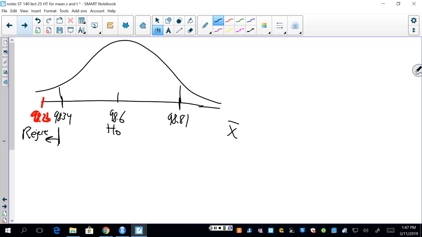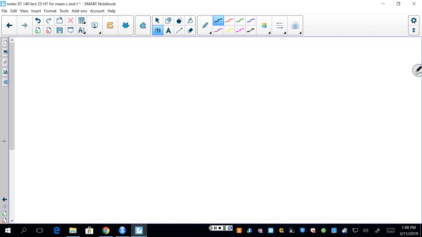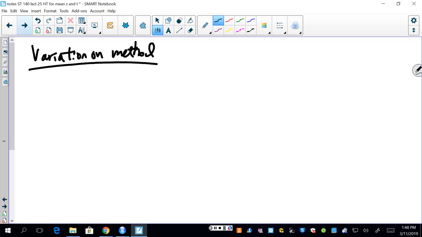But in most cases, we don't actually know sigma. We usually don't know, and we usually estimate it from the data. So maybe this is using a different measuring instrument, like a better thermometer to put on your skin rather than under your tongue, or something like that, right? And so, a variation on this method.